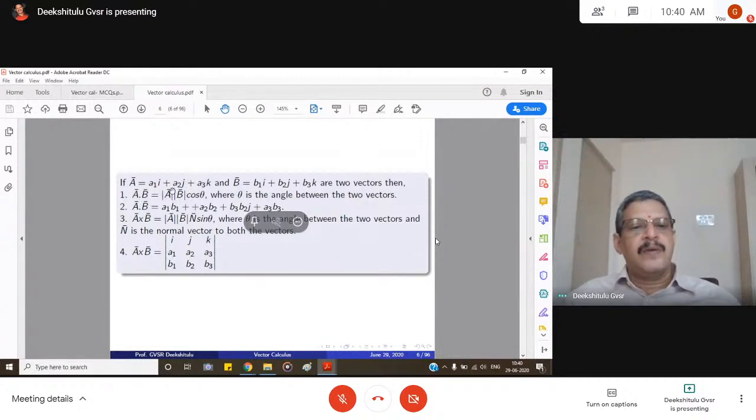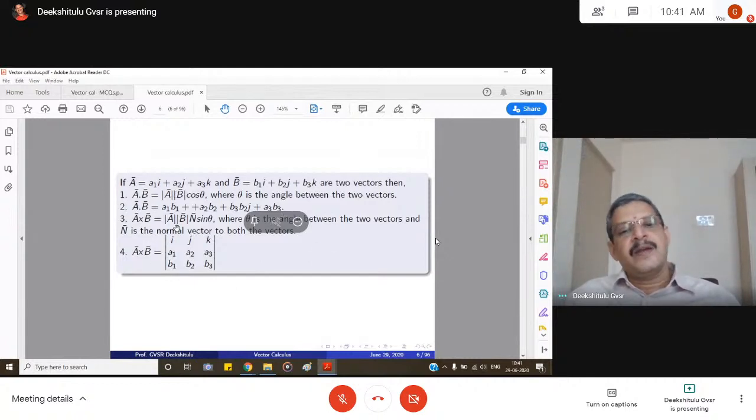Then a dot b is mod a mod b cos theta, where theta is the angle between the two vectors. In problems, we need this formula very importantly. You may be asked to find the angle between two surfaces. Then theta is equal to cos inverse of a dot b by mod a mod b, which gives you the angle between two vectors. Similarly, a dot b is (a1i plus a2j plus a3k) dot (b1i plus b2j plus b3k), which gives a1 b1 plus a2 b2 plus a3 b3. And a dot b is a scalar product, that means the output is always a scalar quantity.